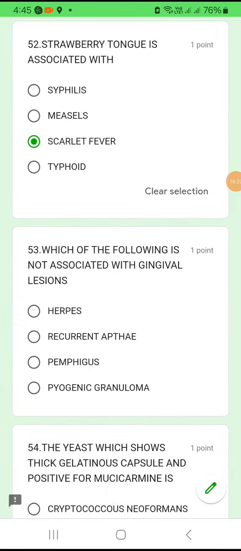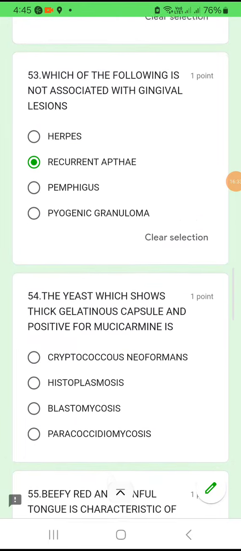Question number 53. Which of the following is not associated with gingival lesion? Herpes is associated with a gingival lesion? Yes. Pemphigus is associated with a gingival lesion? Yes. Pyogenic granuloma? Yes. So recurrent aphthae is not associated with gingival lesion.